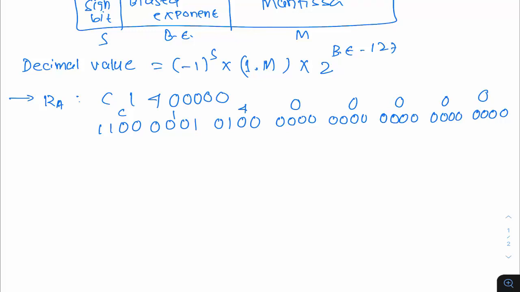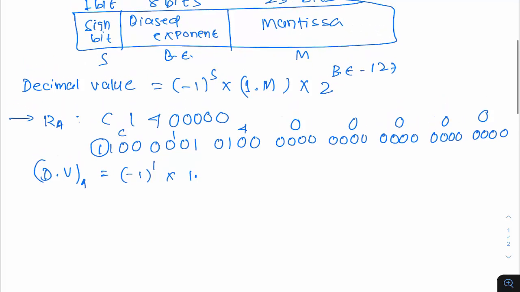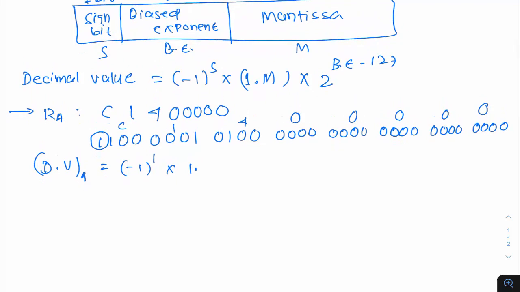If I ask you what the decimal value is, let's say this is DV and this is A: minus 1 to the power sign bit. What is the sign bit? This is your sign bit, S equals 1 here, so minus 1 to the power 1, into 1.mantissa. Let us first bifurcate it. The first bit is the sign, then the remaining 8 bits are the biased exponent. So this is your biased exponent.